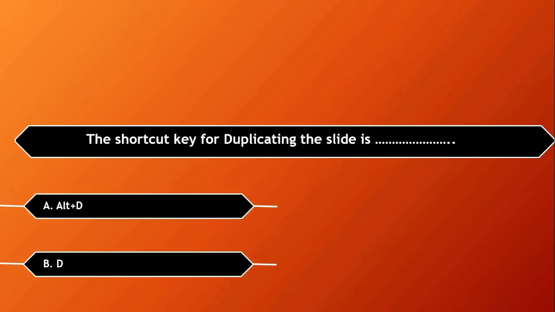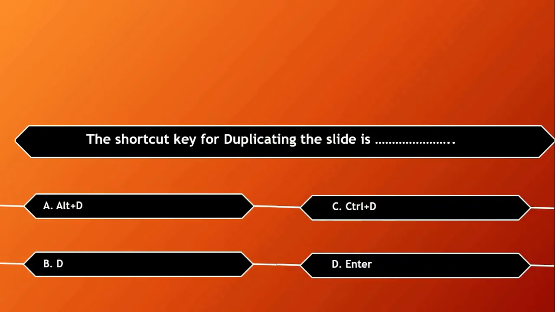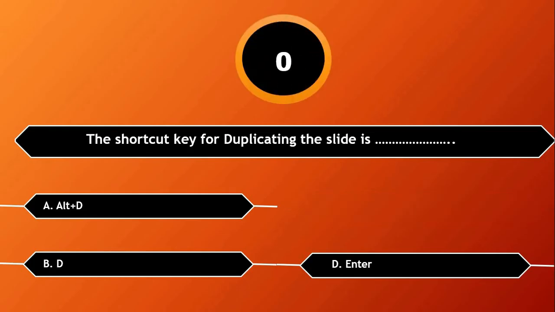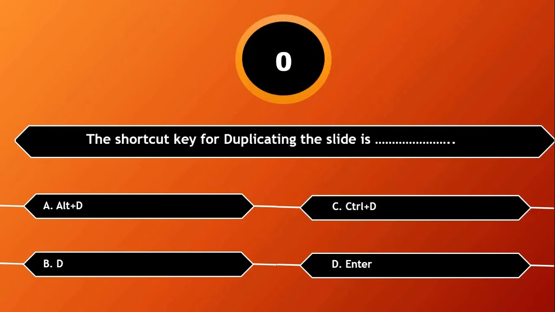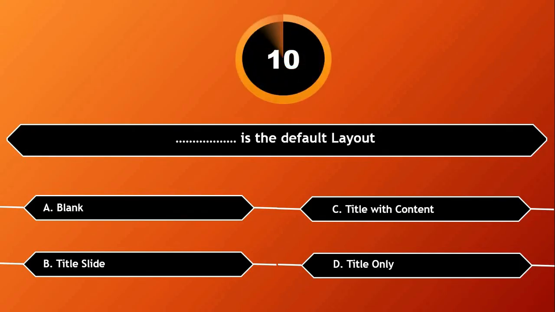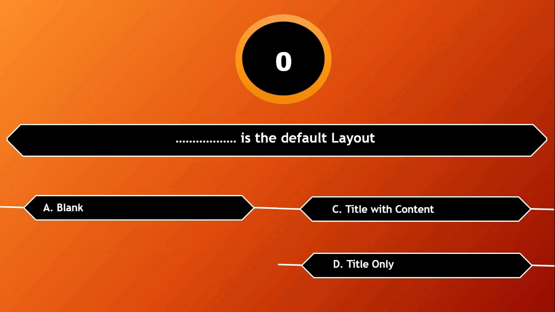The shortcut key for duplicating the slide is dash: Alt D, D, Ctrl D, Enter. The answer is Ctrl D. Dash is a default layout: blank, title slide, title with content, title only. The answer is title slide.